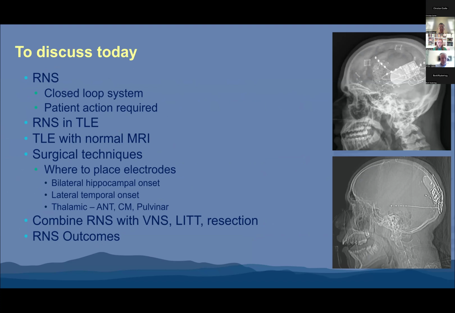So I want to go into an overview of what the RNS system is. Since there's an international audience, I assume a lot of you haven't yet used or necessarily seen the RNS, so I'll describe what that really is and how it works. Then, use of RNS in temporal lobe epilepsy, ways we work up temporal lobe epilepsy with a normal MRI if we're thinking about placing an RNS, and then some of the techniques of where to choose to place your electrodes, and then combining RNS with other options.